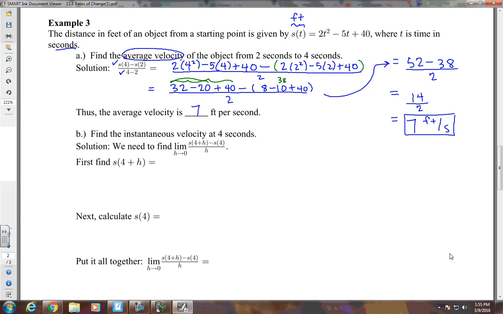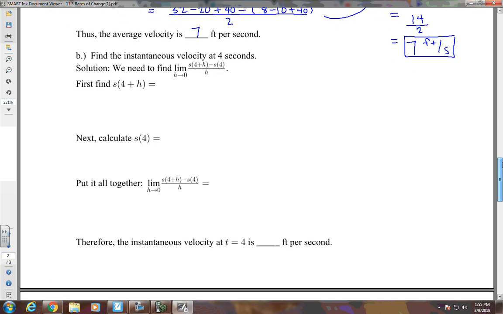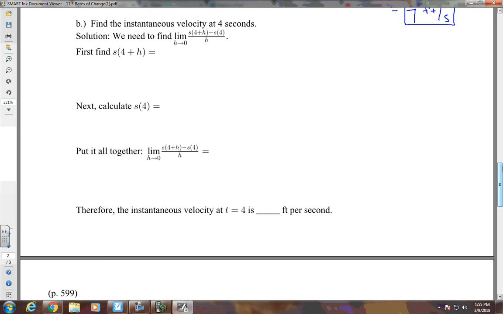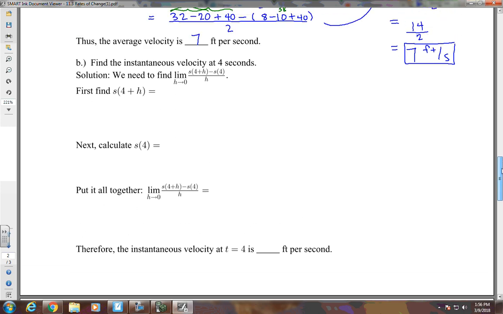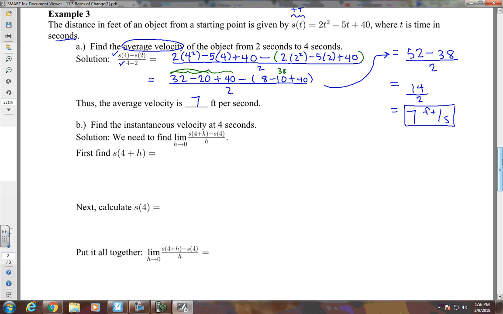Now let's move on from average velocity to instantaneous velocity. In this case, we're moving from finding the slope of a secant line to finding the slope of a tangent line. Here's the formula. We need to find the limit as h approaches 0 of s of 4 plus h minus s of 4 all divided by h. That's a big thing to calculate, so let's break it up into steps. First of all, let's find s of 4 plus h. So I'm going to be looking at my function, and everywhere I see a t in that function, I'm going to replace it with 4 plus h.